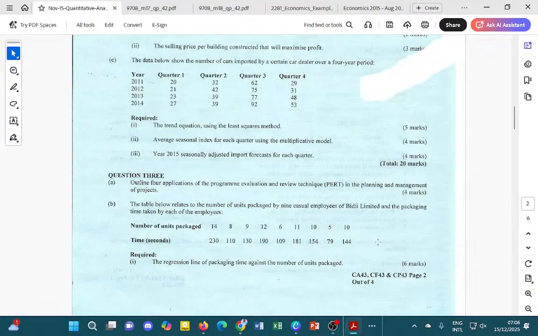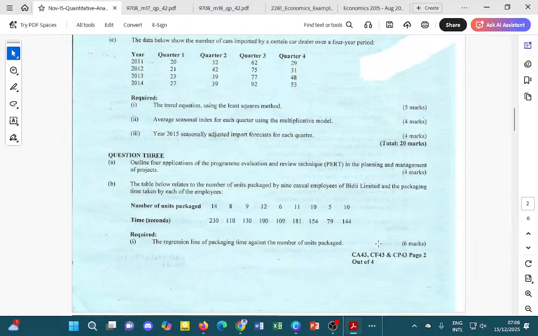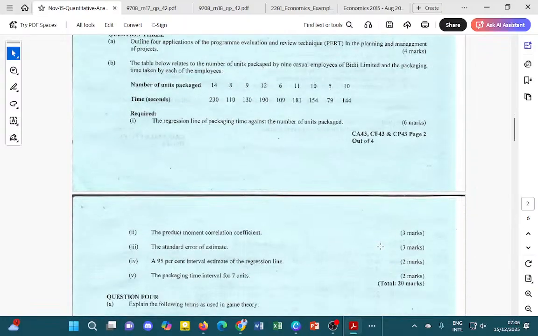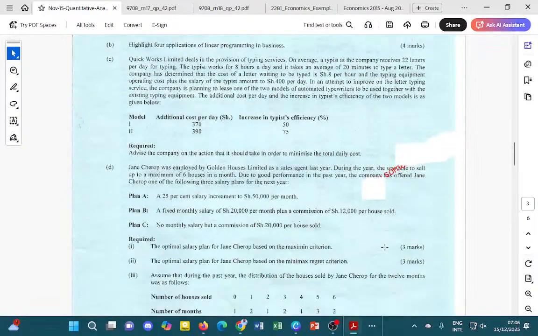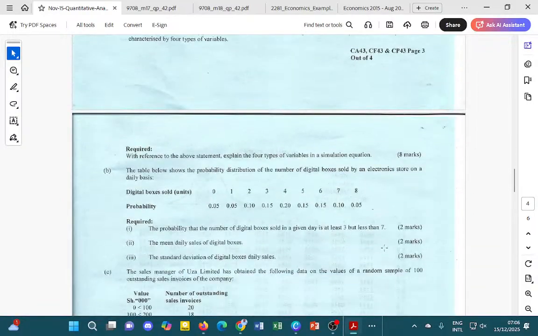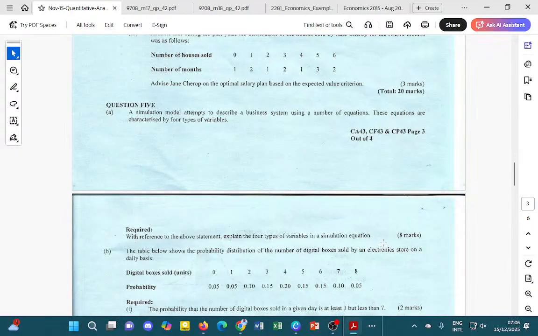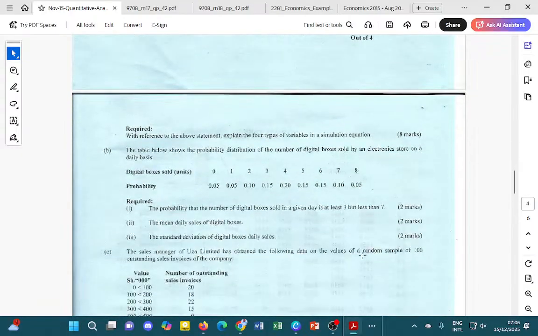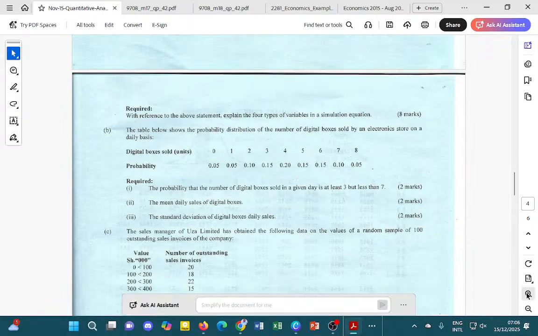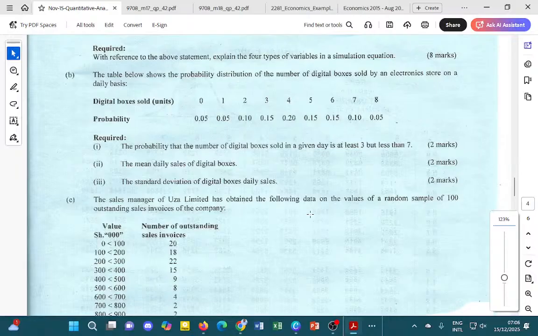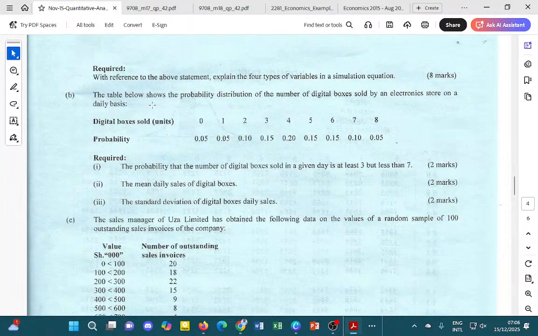Let me be sure. Yes, it's question 5 part B, that's the question we want to look at. The table below shows the probability distribution of the number of digital boxes sold by an electronics store on a daily basis. Now we have digital boxes sold in units.